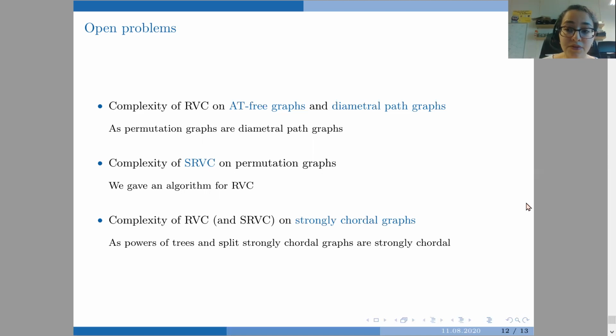So both these graph classes are subclasses of strongly chordal graphs. So it would be nice to know what is the complexity of these problems for strongly chordal graphs. Note that for powers of trees, we also don't know the complexity of the strong variant. So yeah, that's why I put the strong variant in parentheses in there. But yeah, these are the main open problems related with what we did.